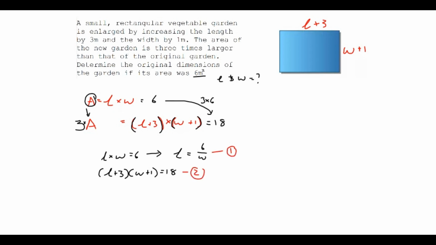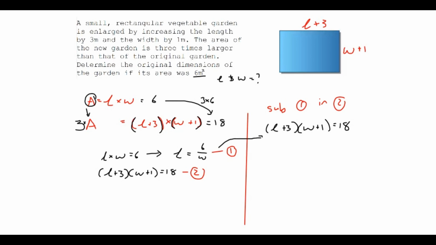And what was step 3? Step 3 told us to substitute 1 in 2. I'm just going to draw a line there so we can carry on next. We need to sub 1 into 2. So to rewrite 2 as is, we have length plus 3 times width plus 1 equals 18. To substitute 1 in place of length over there, we get 6 over width plus 3 times width plus 1 equals 18.